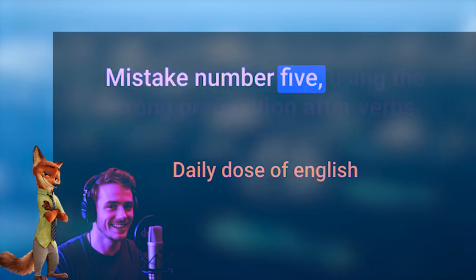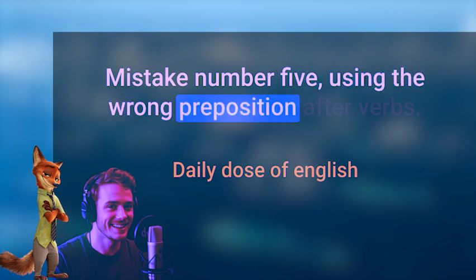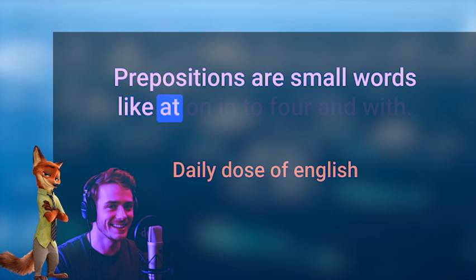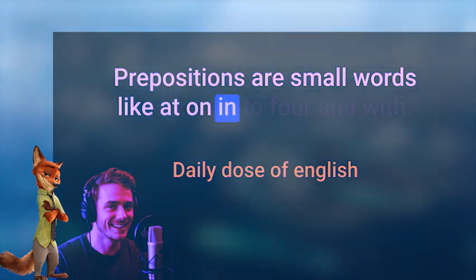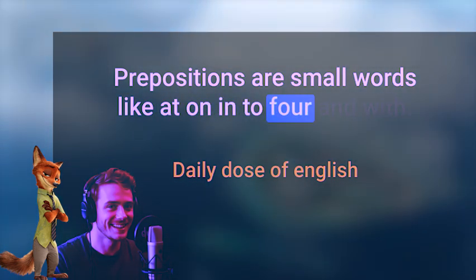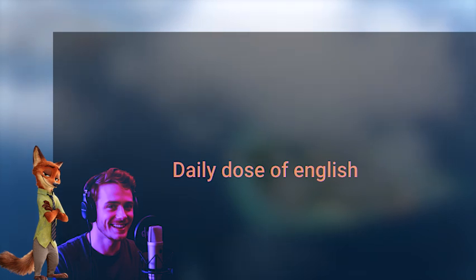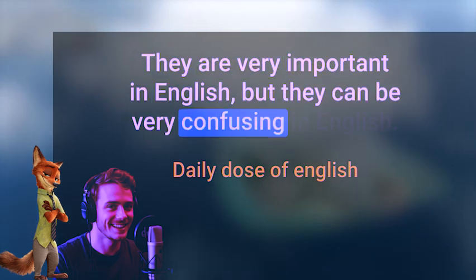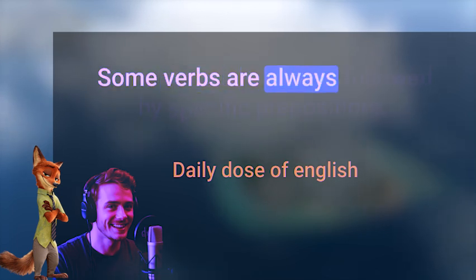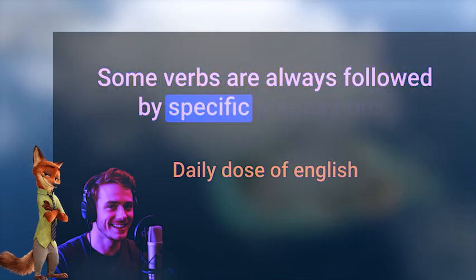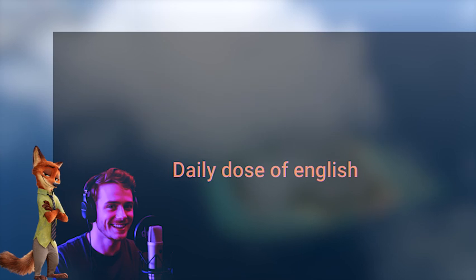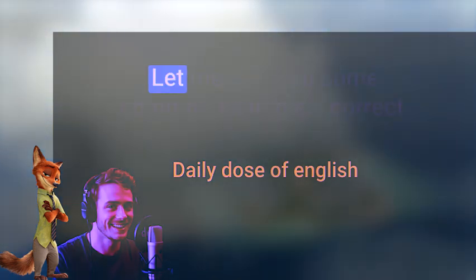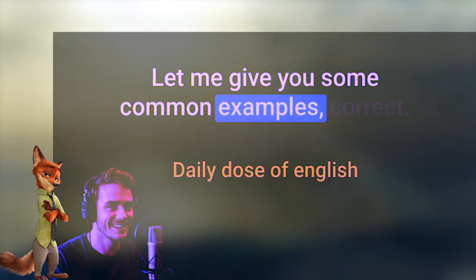Mistake number 5. Using the wrong preposition after verbs. Prepositions are small words like at, on, in, to, for, and with. They are very important in English, but they can be very confusing. In English, some verbs are always followed by specific prepositions. You can't change them. You just have to learn them. Let me give you some common examples.